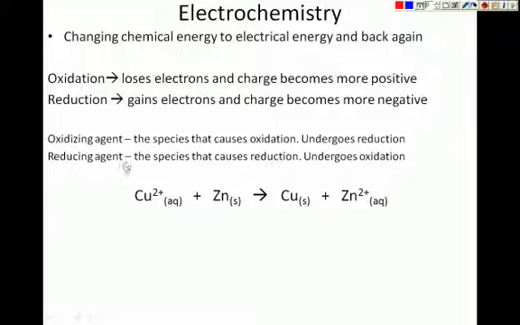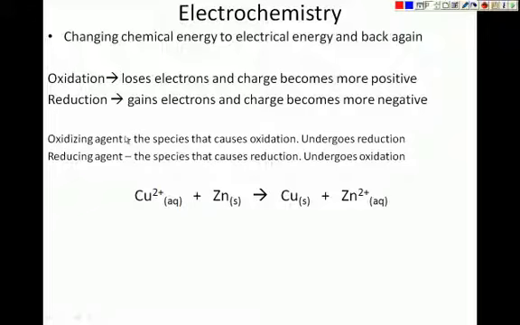And a reducing agent is the opposite. The reducing agent is something that causes reduction, but itself undergoes oxidation. So if we think about this, if an oxidizing agent causes something to lose electrons, it itself must gain electrons. So it gains electrons, therefore causes something else to lose electrons.